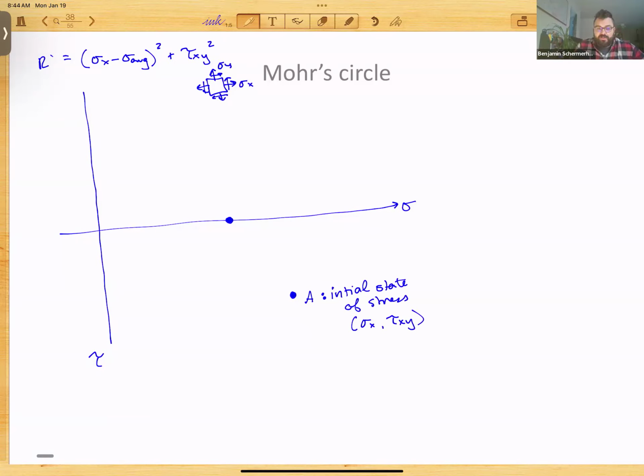So I'm going to take those two values from my initial square, and I'm going to put those on the graph somewhere. And I know that the sigma x minus sigma average bit is going to be one side of a triangle, and the tau xy bit is going to be the other side of a triangle. So this is going to be my tau xy, which means that this distance is going to be sigma x minus sigma average, because those together are going to form a right triangle that has that hypotenuse r.